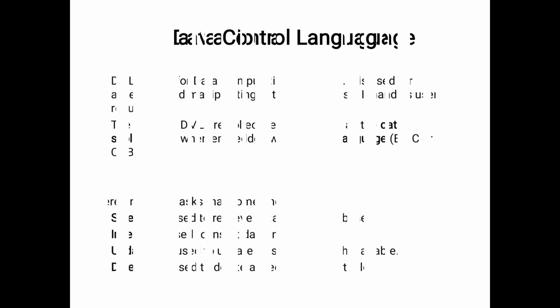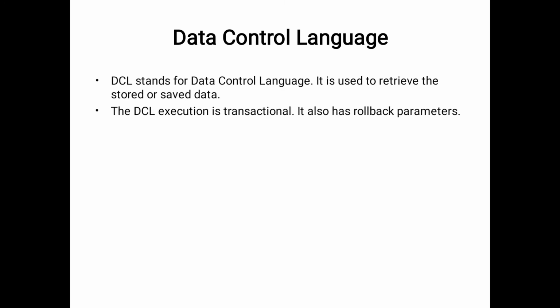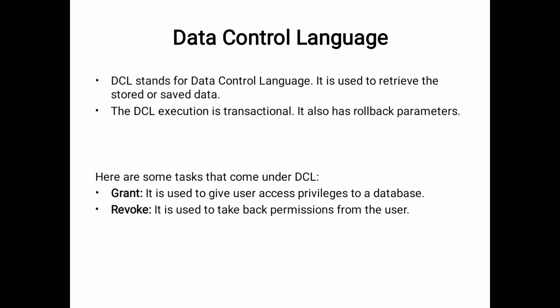The next type of language is data control language. From the controlling point of view this language is helpful. Here what controls occur and why these controls are performed, now we will discuss. It is used to retrieve stored and saved data. The DCL execution is transactional. It also has rollback parameters. In data control language we are using two commands, one is grant, another one is revoke.